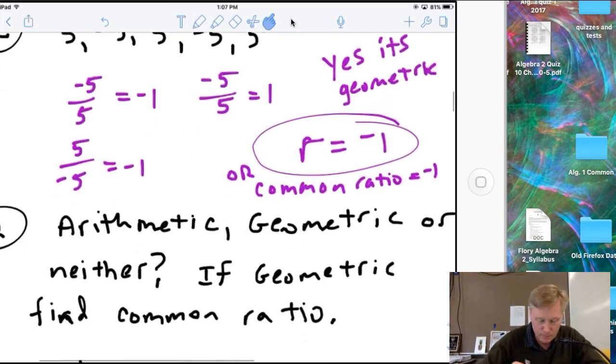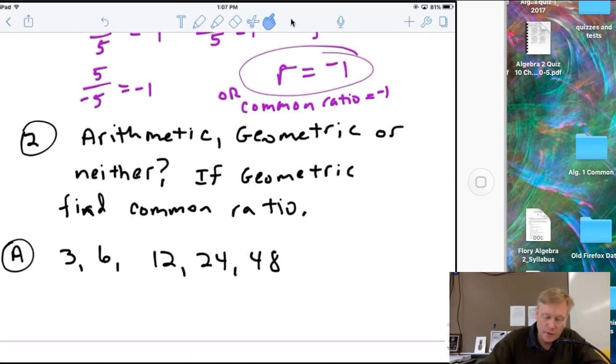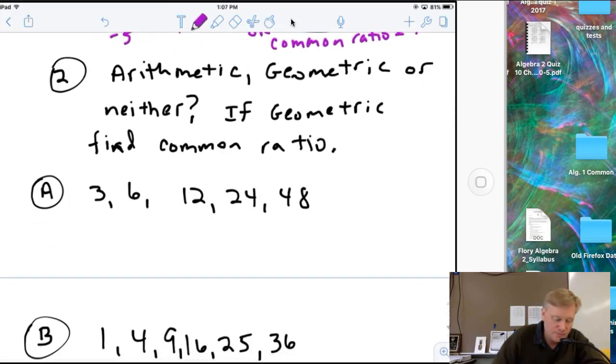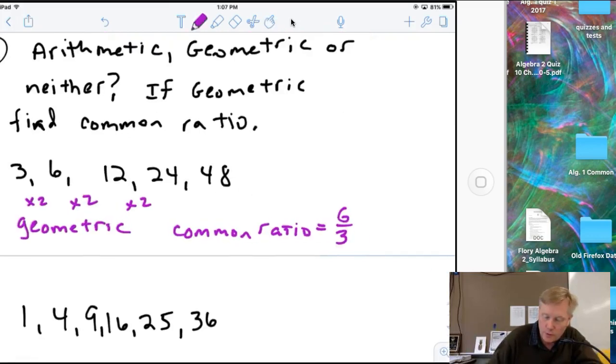Okay, next one. Question 2. Arithmetic, geometric, or neither? If geometric, find the common ratio. 3, 6, 12, 24, 48. To go from 3 to 6 to 6 to 12, that's times 2, times 2, times 2, which means it is geometric. And the common ratio is the same as 6 divided by 3, or 12 divided by 6, which is 2. So 2 equals R.